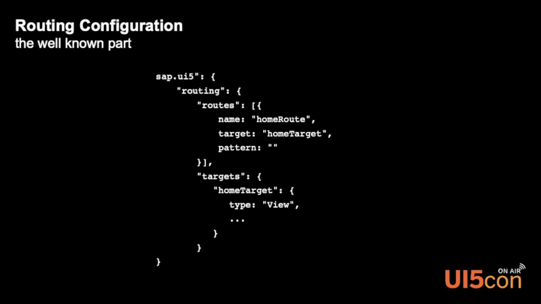Now we jump to a code example directly to have a look at how the routing configuration looks. This is taken from an existing example application, which will be shown later in this session, but only the routing part. Here we have routes defined, with the name home route. Within the target section, we have a target defined. With a route, you can define a pattern, which will be used to match against the browser hash. And with the target, you can define what you want to show on the screen.